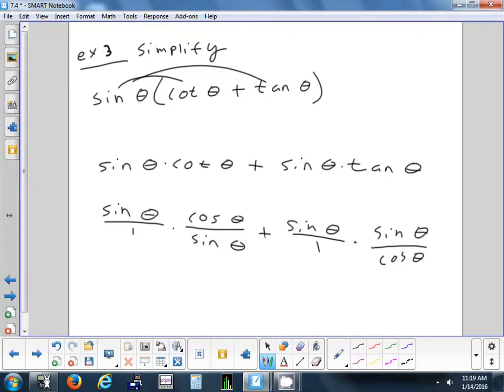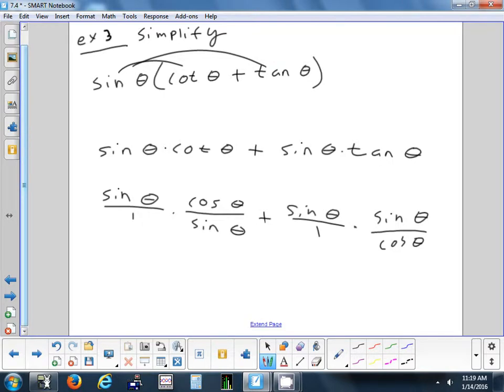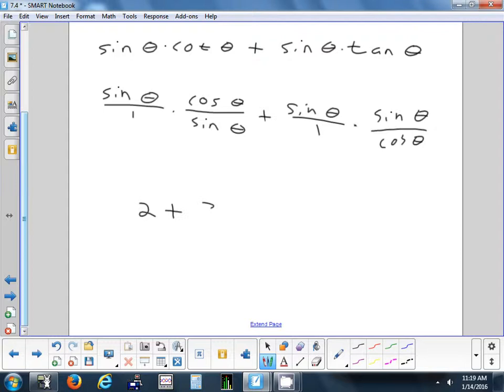All right, what can I do next? Cancel out the sine. Yep, I can cancel out a sine as long as multiplication is what's between them. You can never cancel across an addition or subtraction symbol. You can only cancel across multiplication. Like if you had 2 plus 3 divided by 2, you can't just cancel and say the answer's 3. The answer is really 2.5, 5 halves. So don't try to cancel across a plus sign, just across multiplication.